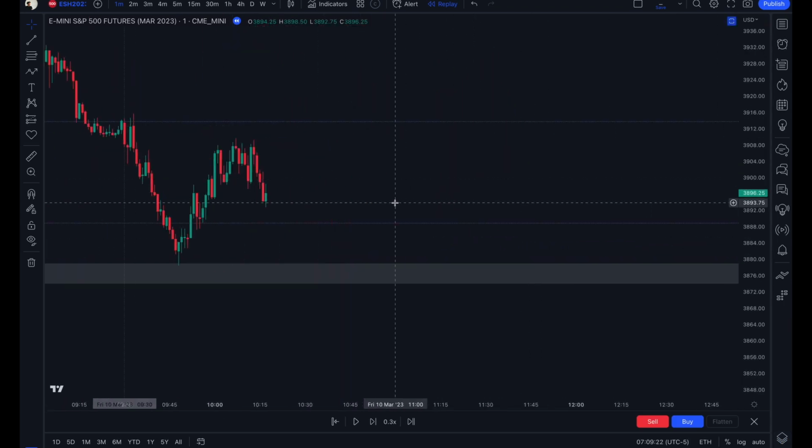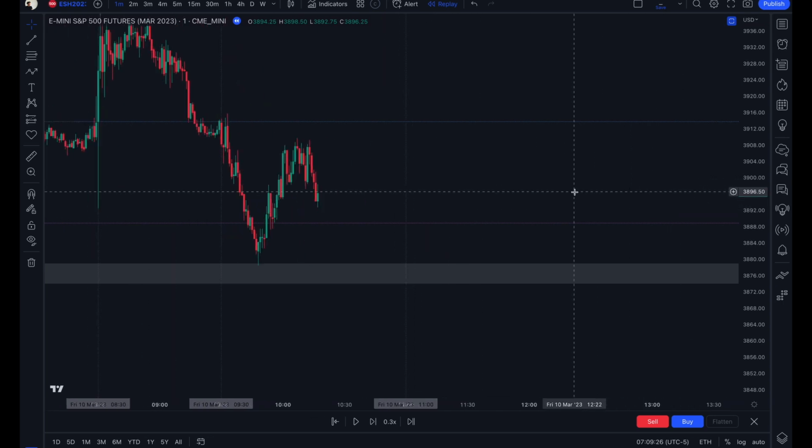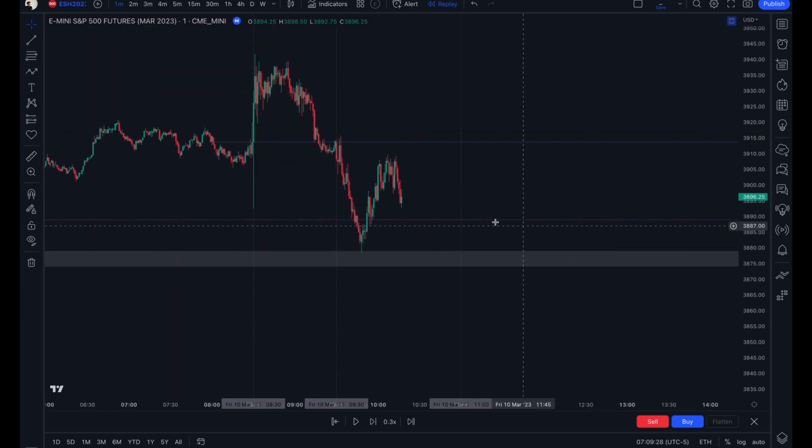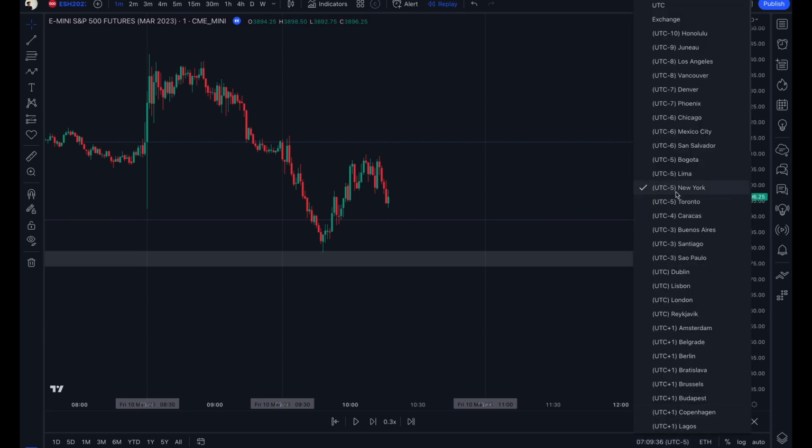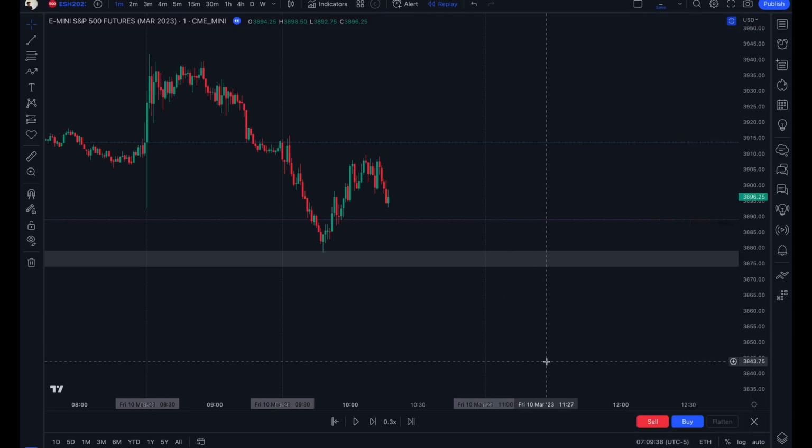Our next time will be 11. So after 11, I won't enter. From 11 to 1, it will be lunchtime, and I will just wait on the sideline because the market can create a lot of irrational moves or consolidation. Remember, our time zone is always New York time zone.